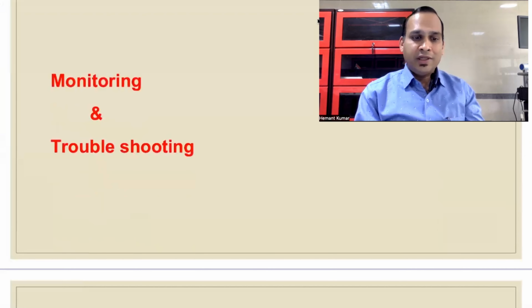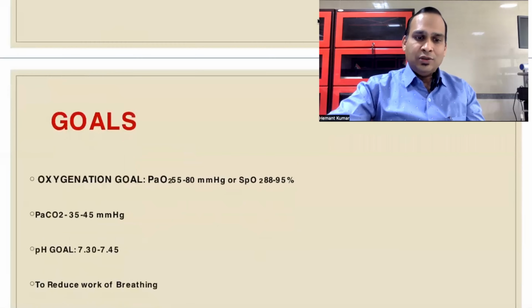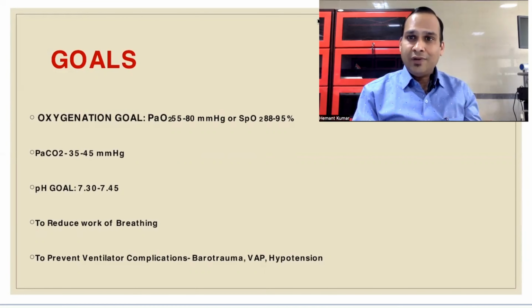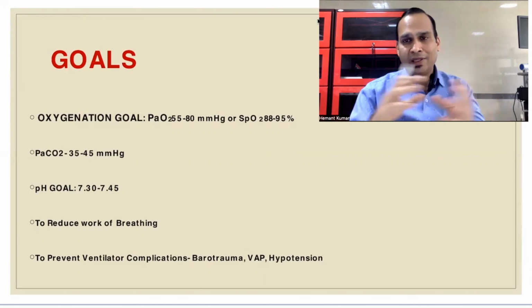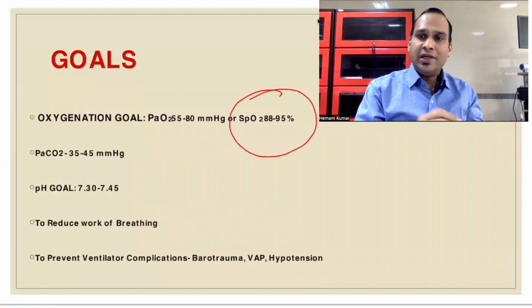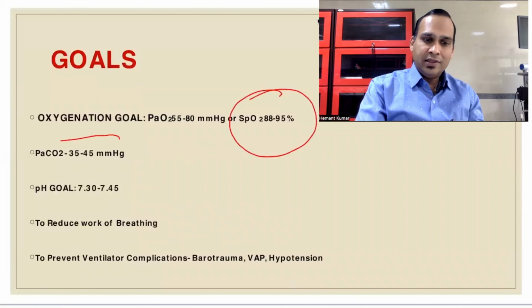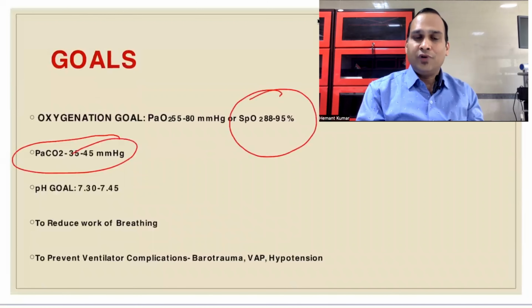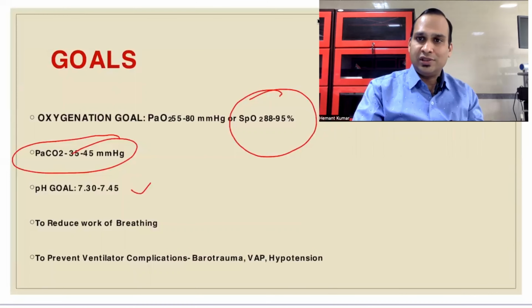Now coming to monitoring and troubleshooting. First we have to see our goal in putting a patient on a ventilator. Obviously, in a hypoxic patient or hypercapnic patient, we have to put the patient on a ventilator. So the oxygen goal is SpO2 of 88 to 95%. In the same way, carbon dioxide should be 35 to 45. There should be no acidosis, so pH should be in the normal range.